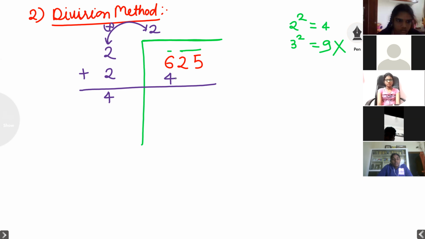Are you getting my point? I have taken the largest square number 2. 2 I have written in how many places? 3 places. 1 here, down and up. Vertically I have added 2 plus 2, 4, and 2 2s are 4 multiplied. Again, I want to do subtraction here. 6 minus 4 is equal to 2. After that, I want to bring down this pair 25. Why am I bringing the pair? Because this 25 is coming in pair form.